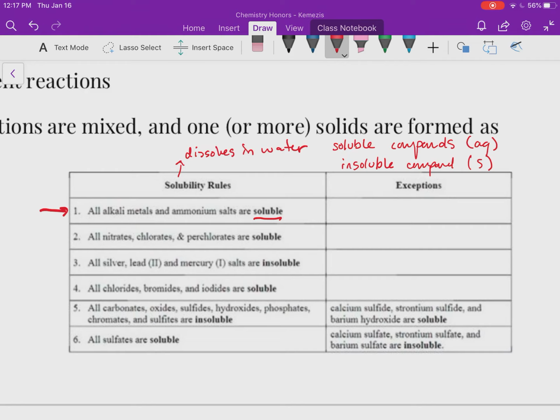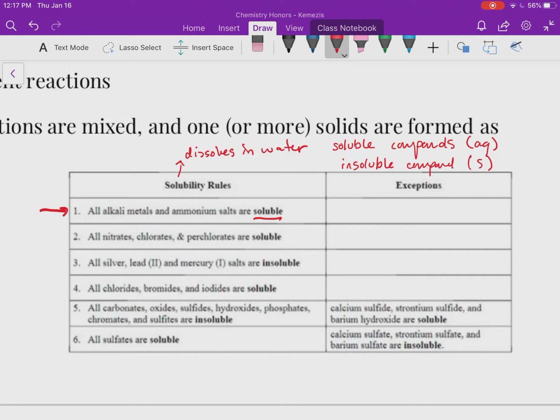And then we can go down. If you don't have an alkali metal or ammonium, then we consult the next rule and see if that applies to our compound. All nitrates, chlorates, and perchlorates are soluble. Again, no exceptions, and then we keep going. All silver, lead 2, and mercury 1 compounds are insoluble, no exceptions. All chlorides, bromides, and iodides are soluble, no exception.